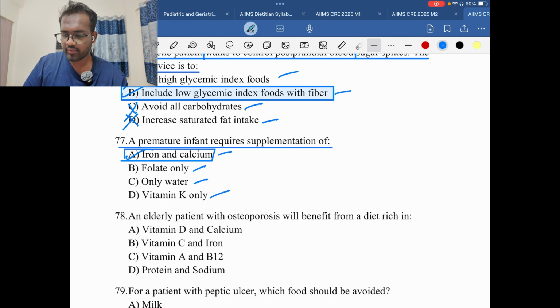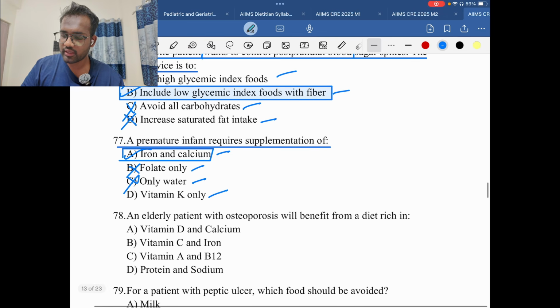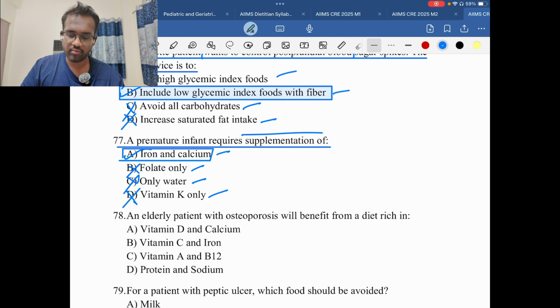Folate only is not recommended because anyhow during the pregnancy the mother will be taking the folate, so it's not the answer. Only water is also not the answer. Vitamin K, if there is blood loss or some kind of disease condition in the infant, there will be a chance to provide vitamin K also, but here in the question they are asking about supplementation. So vitamin K will not be the answer; the answer will be iron and calcium. Calcium is helpful in bone growth and iron helps in increasing the blood levels in the body.